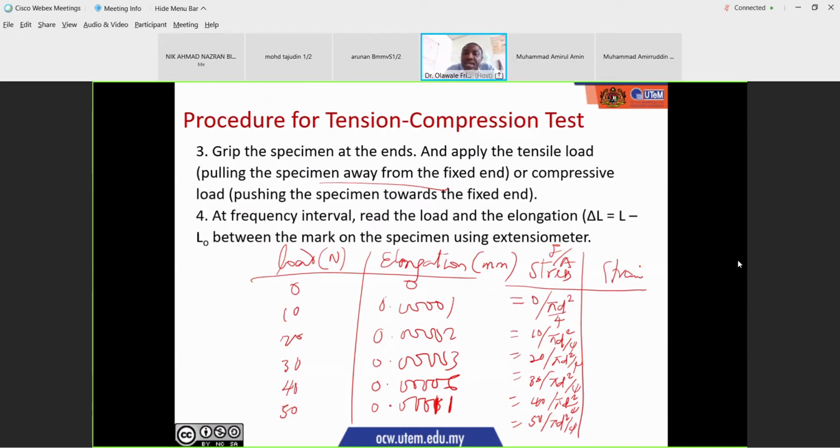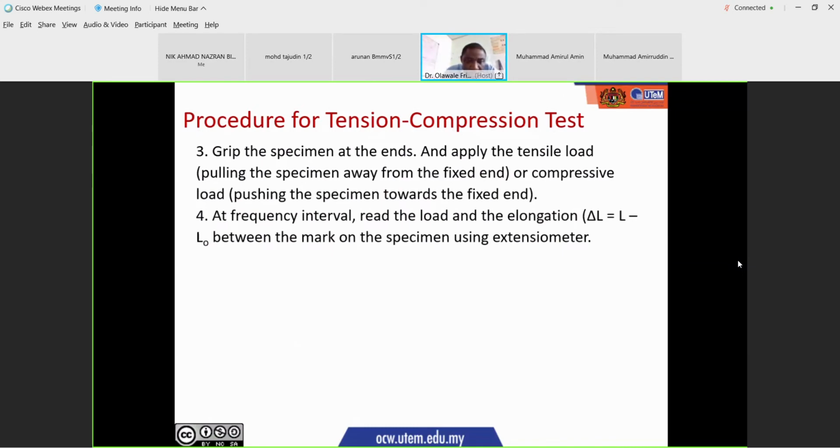Then you change your elongation to strain. So what's the formula for strain? Normal strain: delta L over L or L naught.